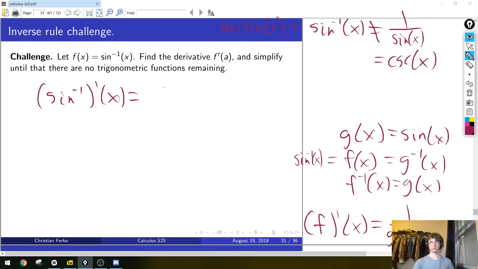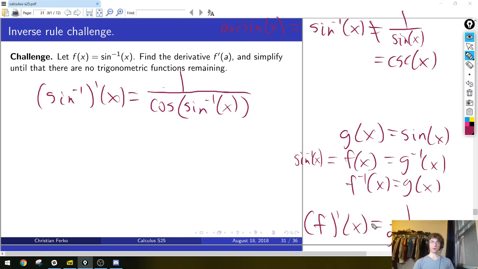So now I'm trying to remember, I believe that our final answer is going to be 1 over cosine of sine inverse x. Good. 1 over cosine of sine inverse of x. Very good. Yeah, because g prime, the derivative of sine is cosine, and then you leave the original function alone inside. So the original function was sine inverse.